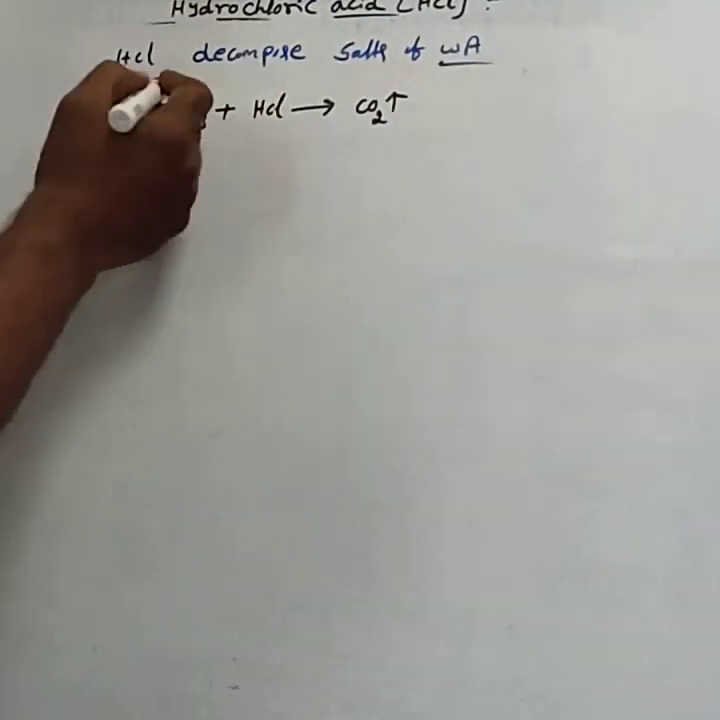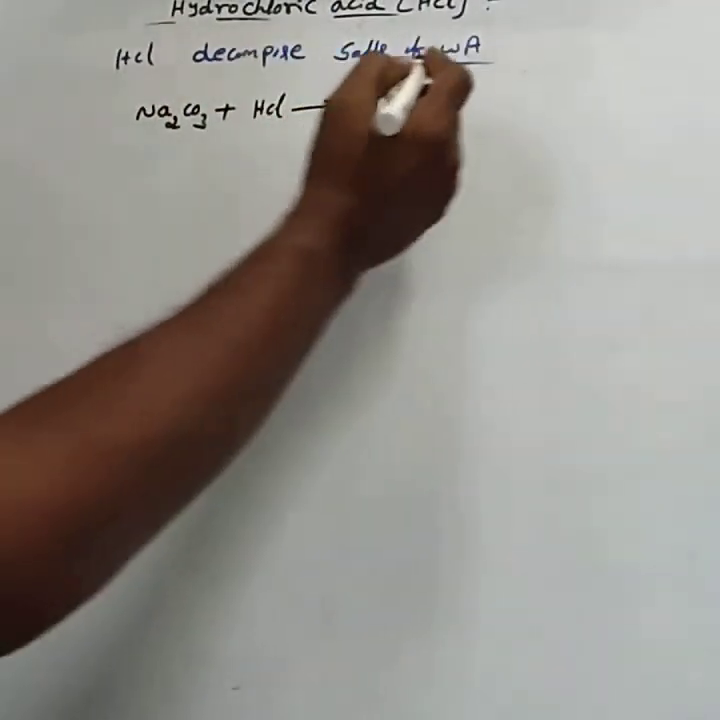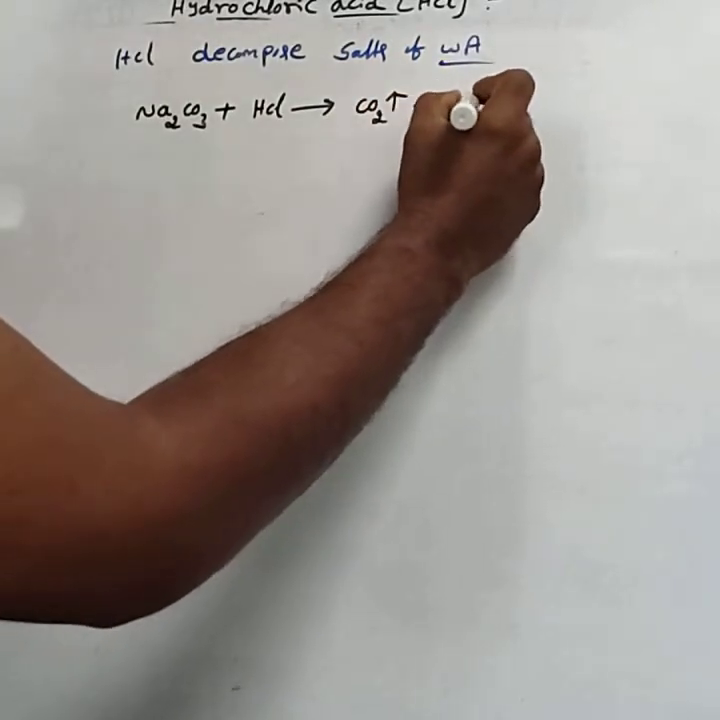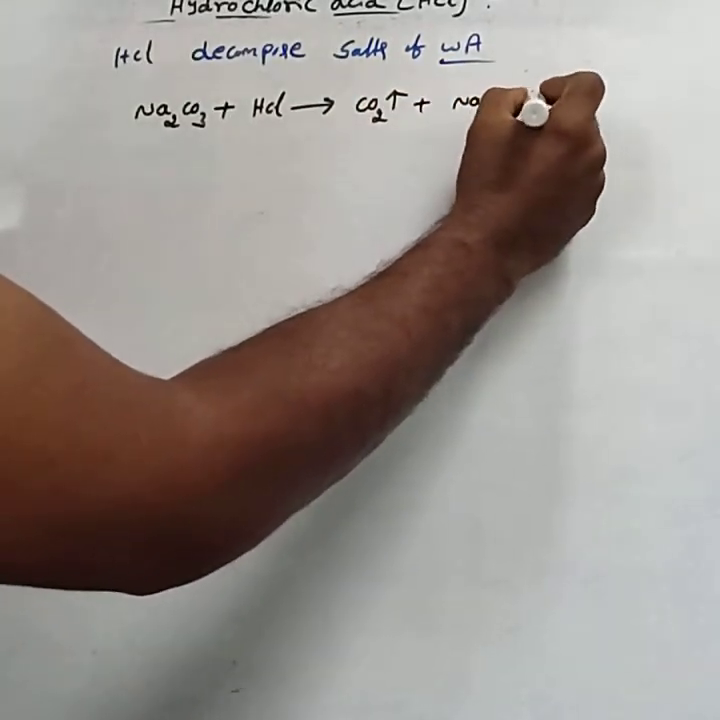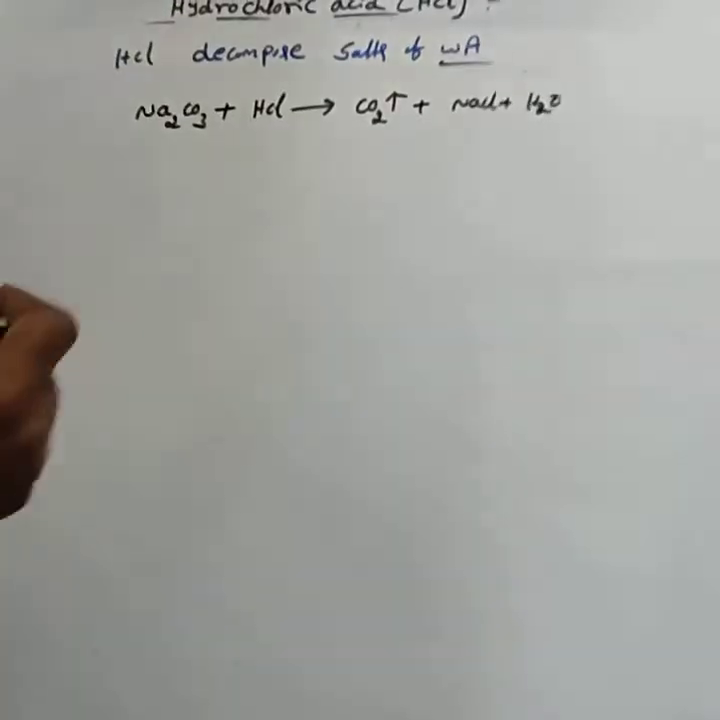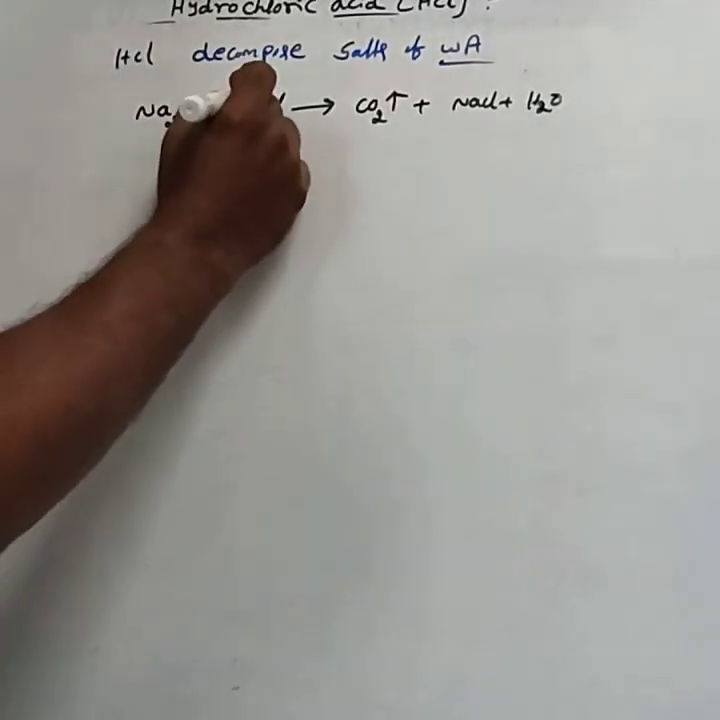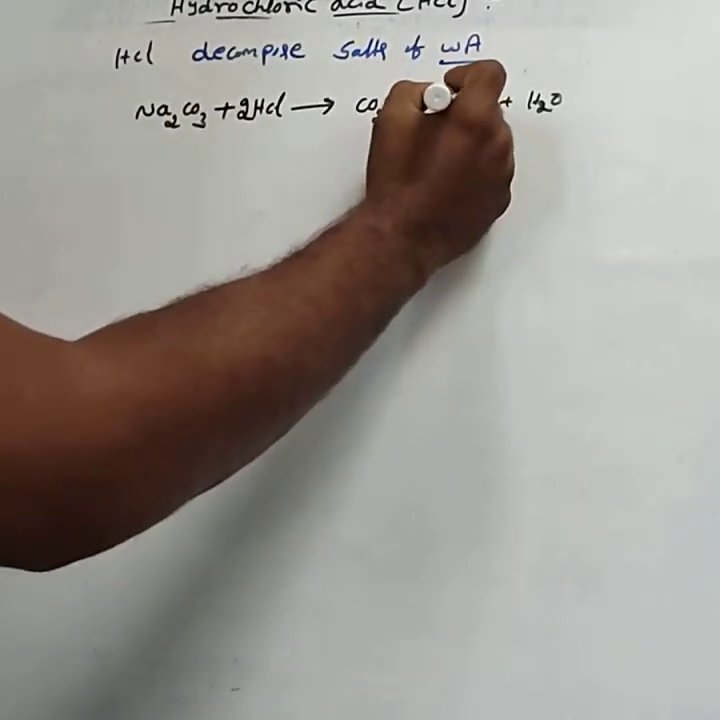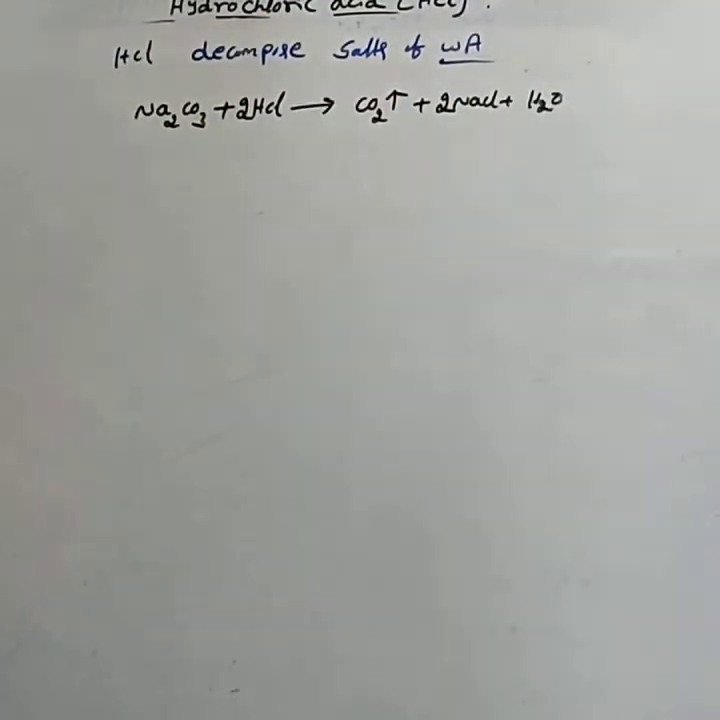Hence HCl decomposes sodium carbonate, and the other products are NaCl and H2O. To balance this reaction, 2HCl and 2NaCl. This is the reaction with sodium carbonate.